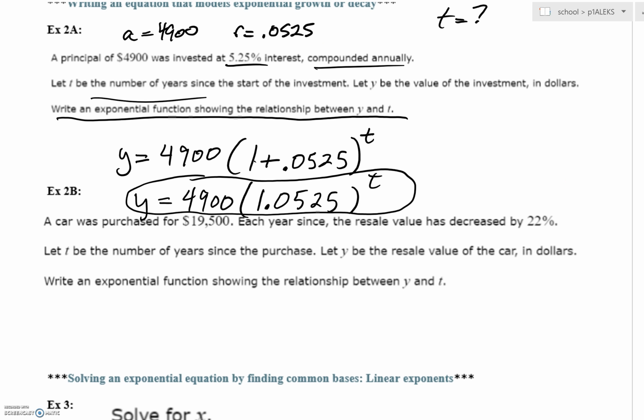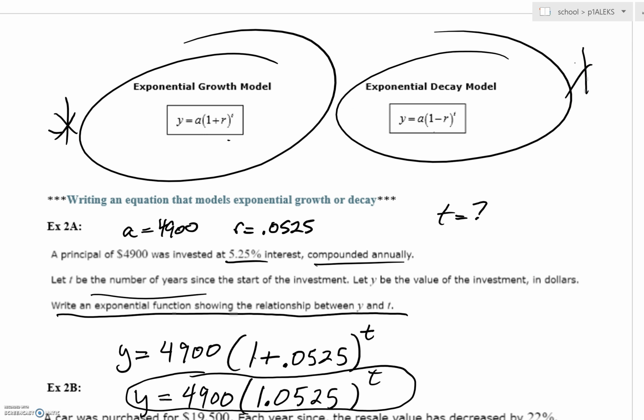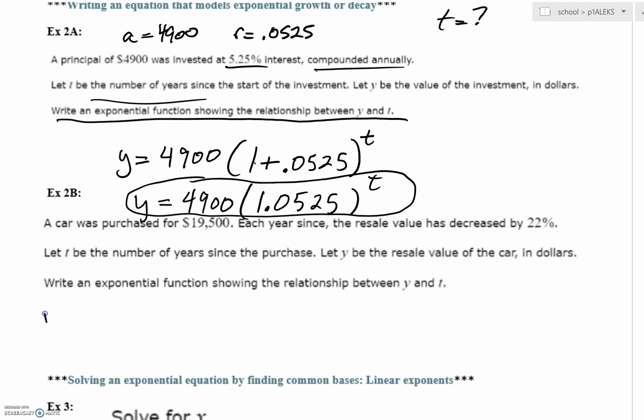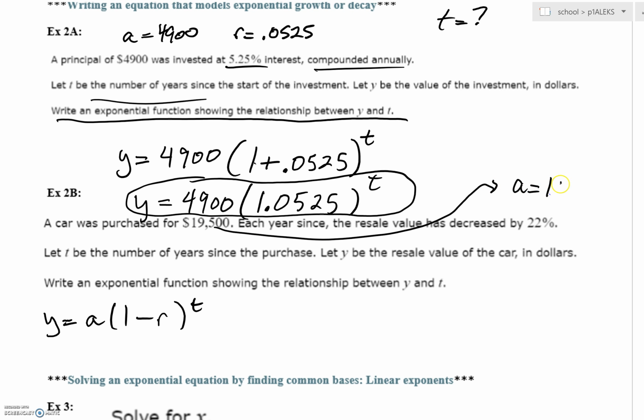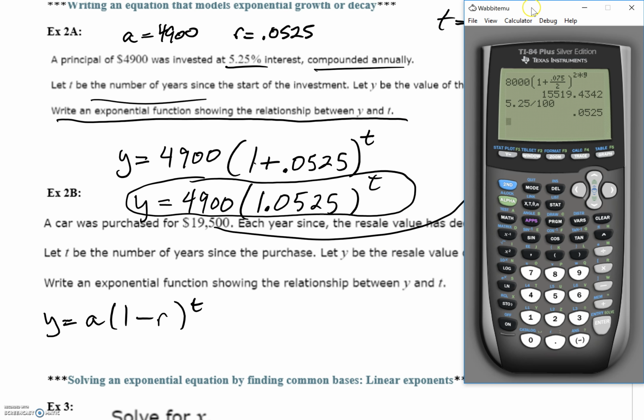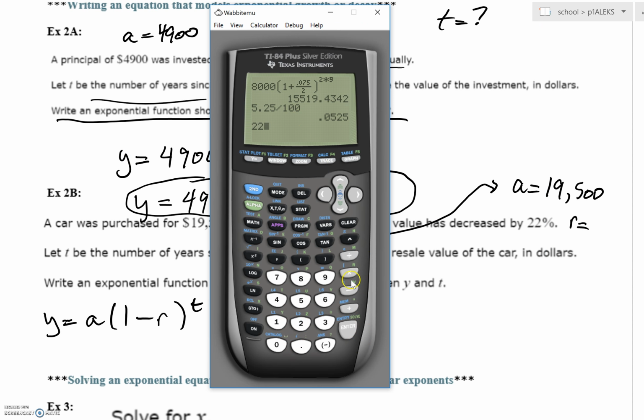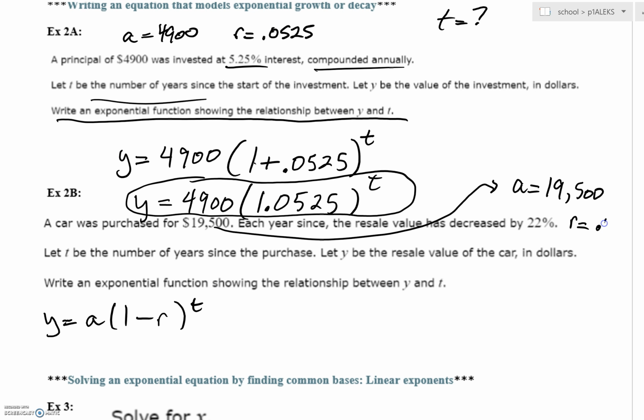Let's take a look at something where you could see depreciation. You could see decay, and that's going to be this other formula right here, where the value of some item, whether it's with technology or in this case a car, is going down. So a car is bought at a starting value of $19,500. Your rate, it's really not for interest though, the rate of growth or decay is 22%. This is a decrease of 22%. You can see that's 0.22.